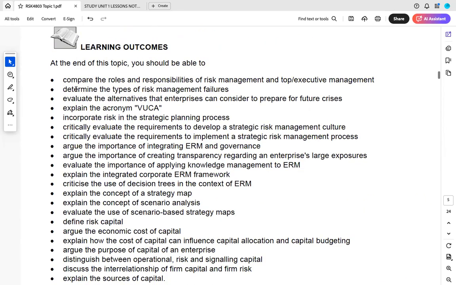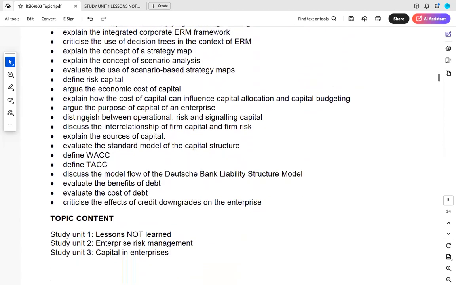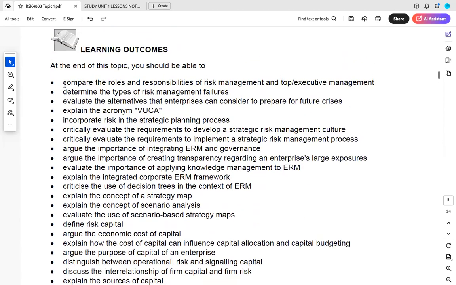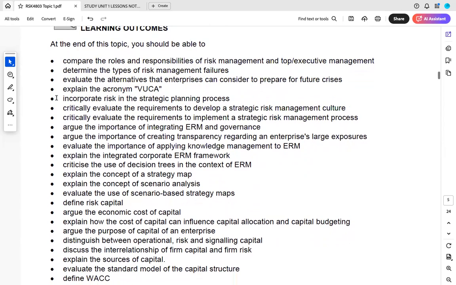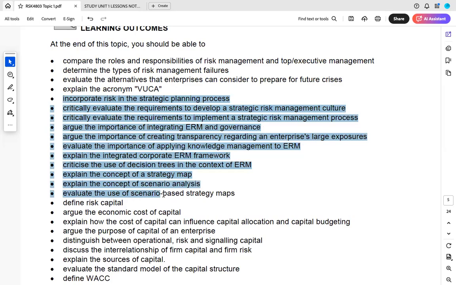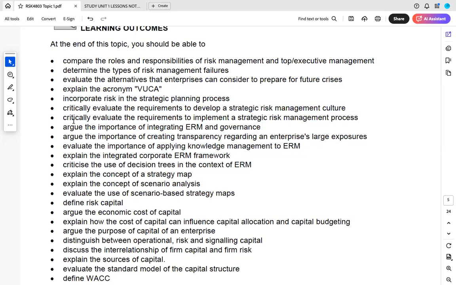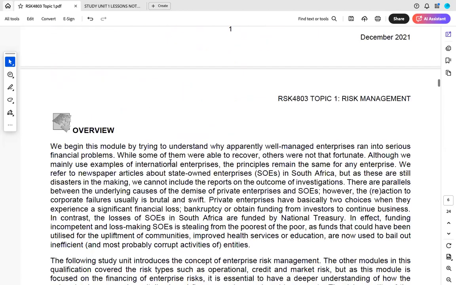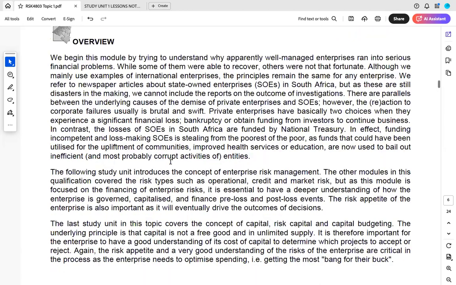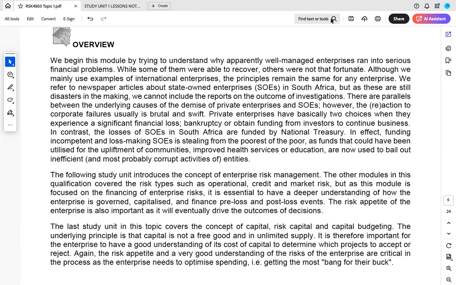So you'll notice that for the entire topic, these are all the learning outcomes. For learning unit 1, you need to cover the first 4 learning outcomes, but you'll see that in the second learning unit, you need to cover maybe the next 10 and so on. So we'll go through it like that. The first study unit, study unit 1, which is lessons not learned, is what I'm going to cover, and then we will finish off the learning units and continue that way.